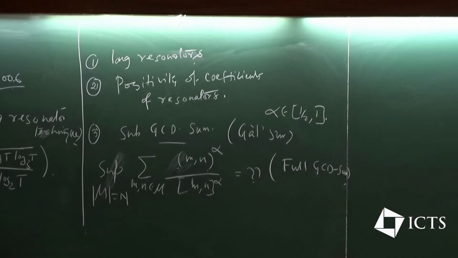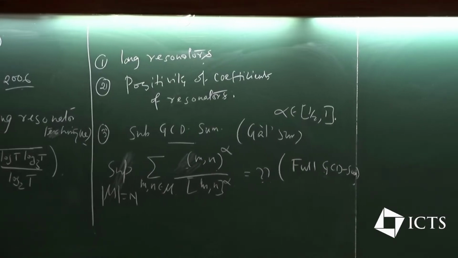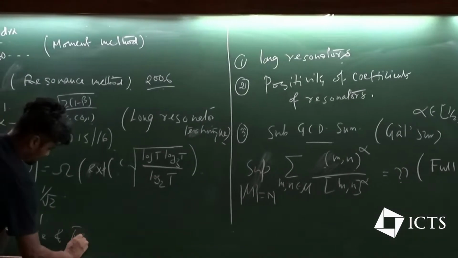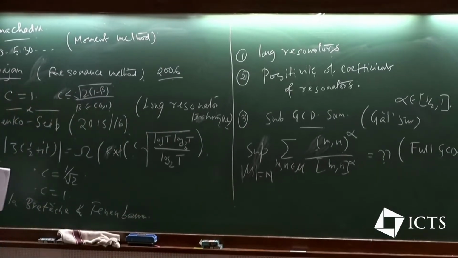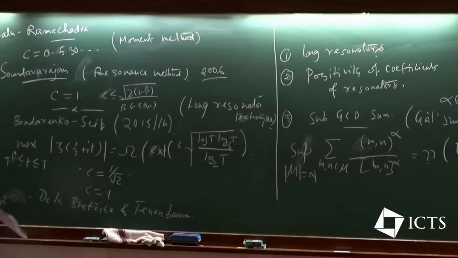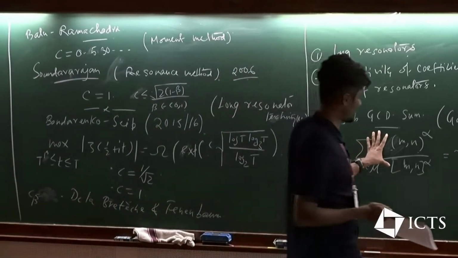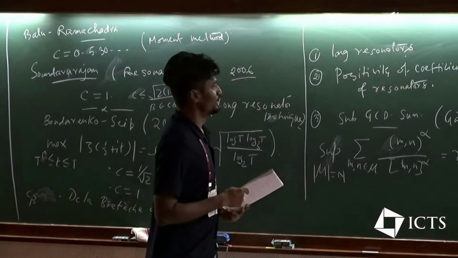Okay, I will say something about this. This C beta will depend on some beta which belongs to 0 to... Okay, let's say. This is Vaughan and Tenenbaum; they have this kind of improved constant, and they basically solve this full GCD sum.